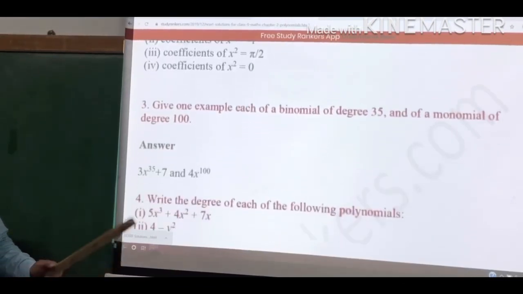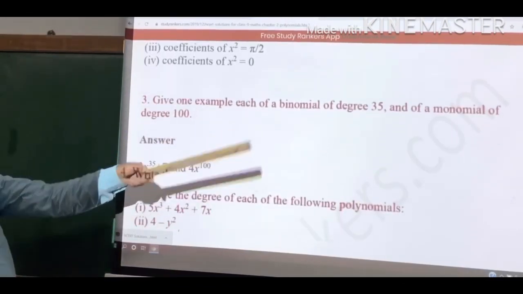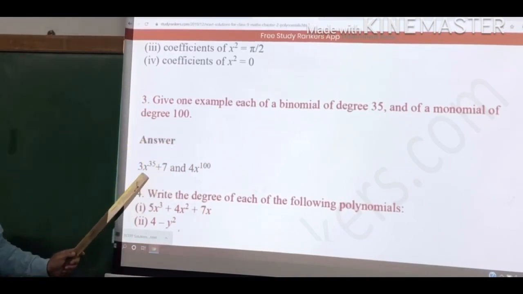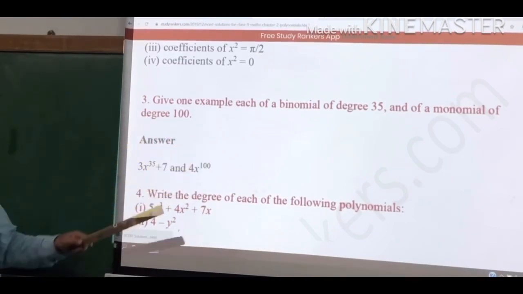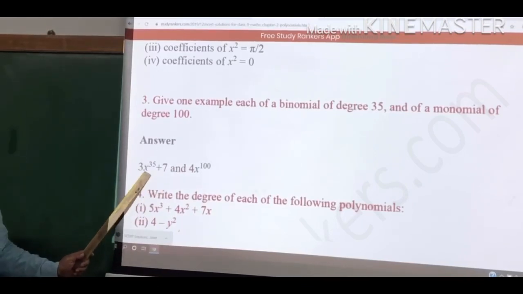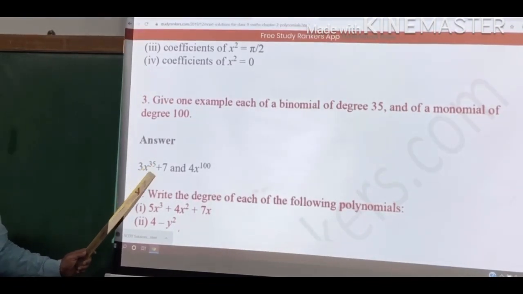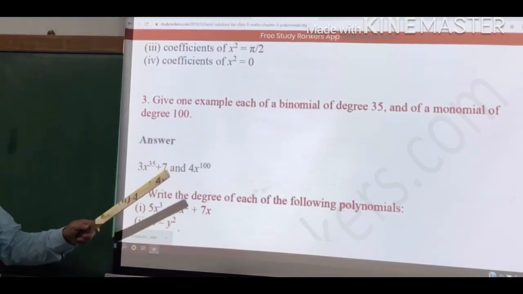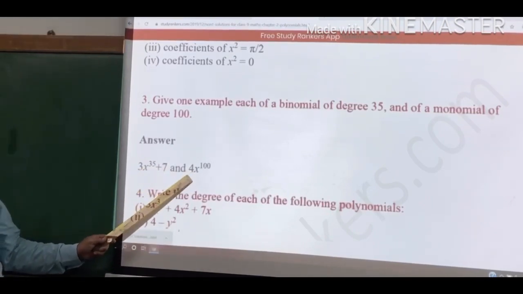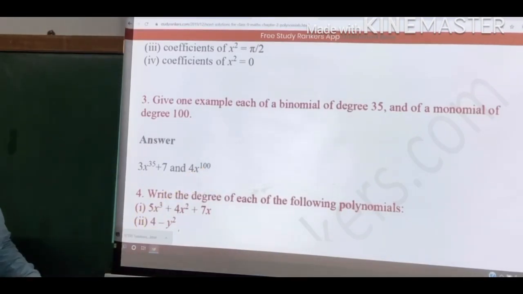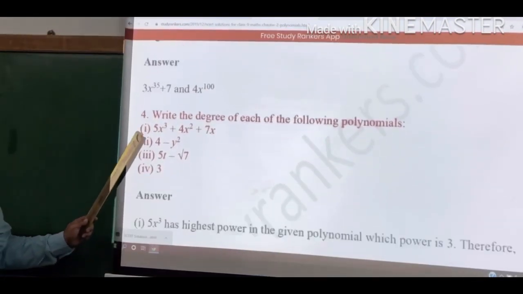Give one example each of a binomial of degree 35 and a monomial of degree 100. So we have to write one binomial, means two terms are there, and having 35 as a degree. So you can write here any number. So here it is written 3x raised to 35 plus 7. The next one is a monomial of degree 100. So we write 4x raised to 100. Now we see the next question, fourth one.